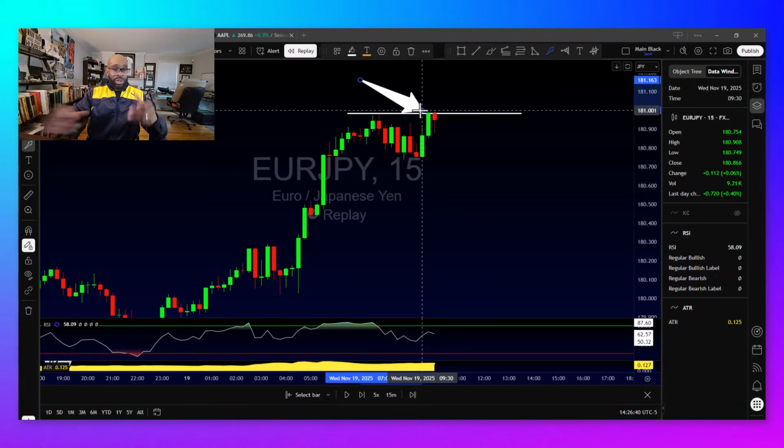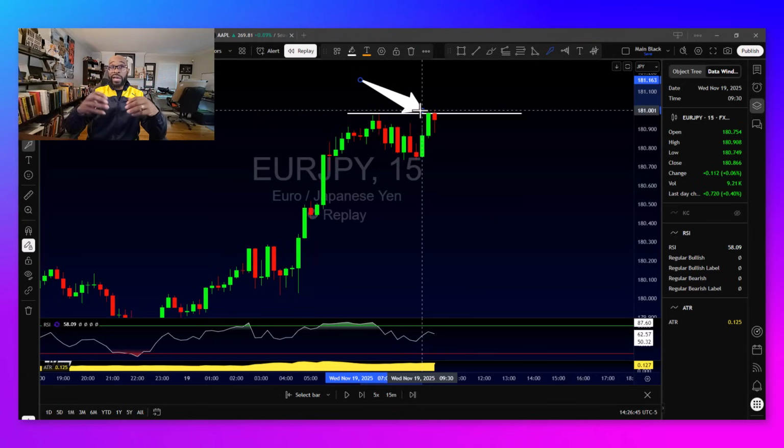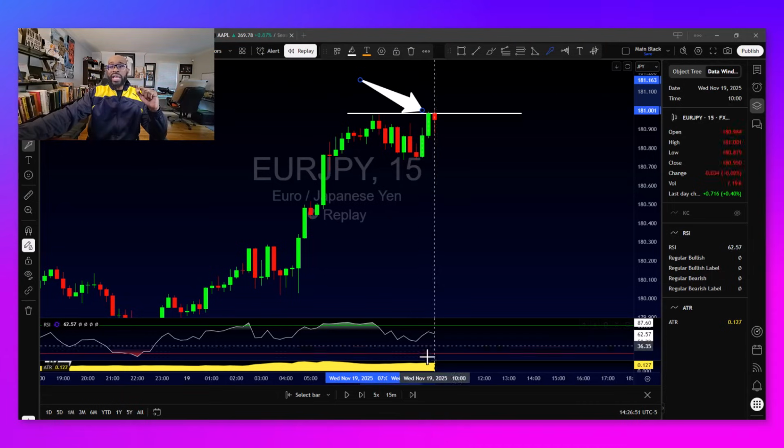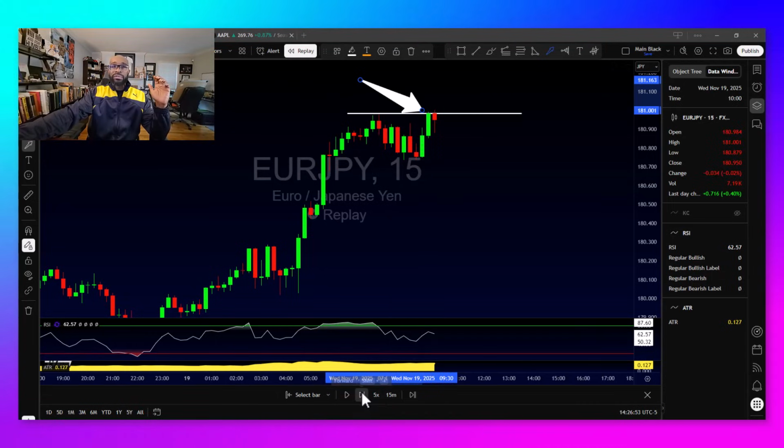Now, we know we had a bullish and a bearish bias on this. This invalidates the bearish bias because we broke and closed above structure. We created a new structure high technically. But as price carried on, something else happened.